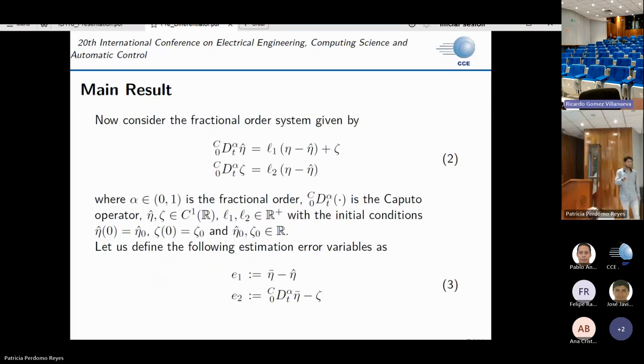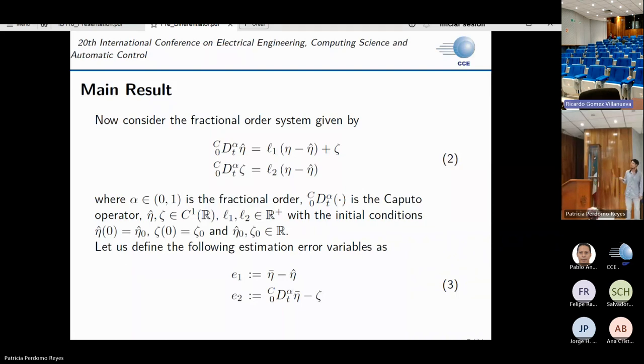So we can consider the following fractional order system, given by this structure, which is a well-known PI structure. So we have a gain, correction error, and theta. Theta is the integral part of the correction error. We take the fractional order between 0 and 1, and we represent the Caputo operator like this. Eta hat and theta should be C1 functions, with the gains L1 and L2 positive, with the initial conditions eta hat 0 and theta 0.